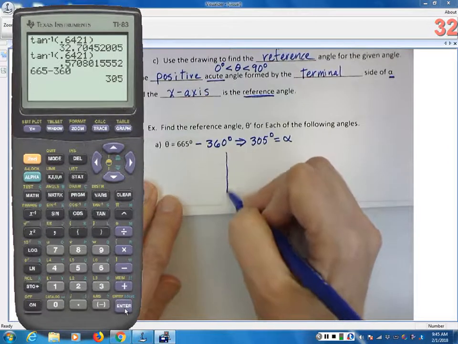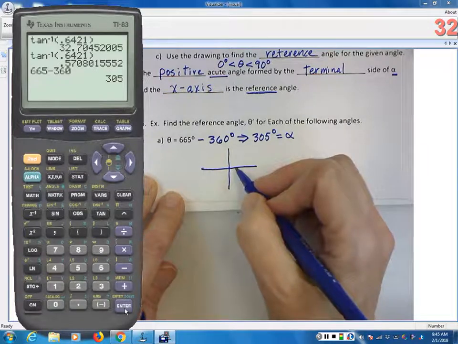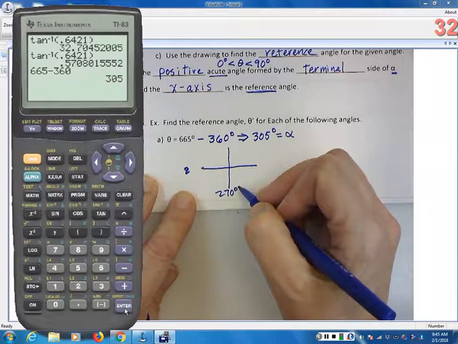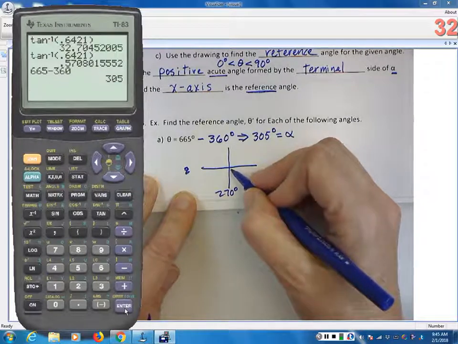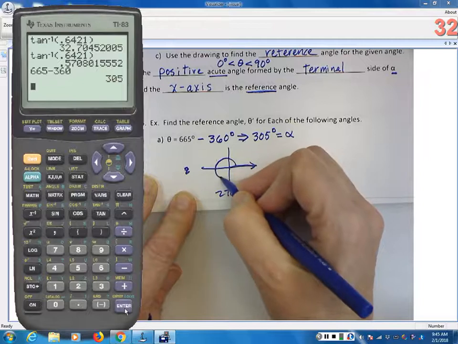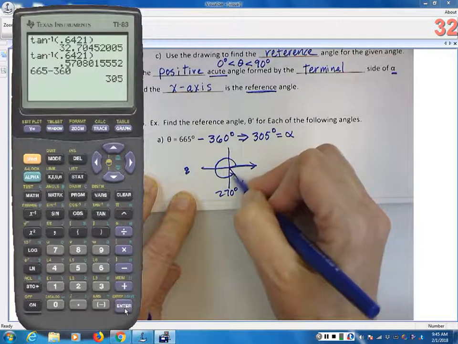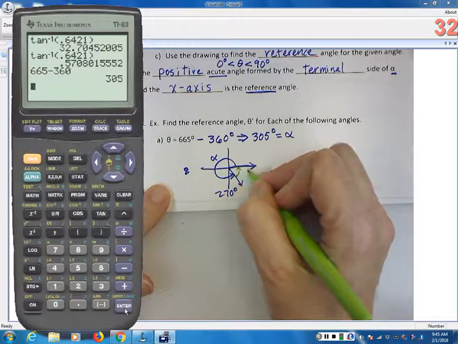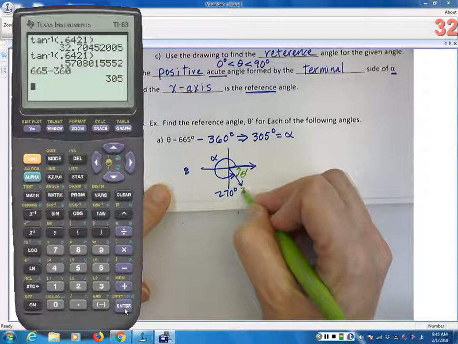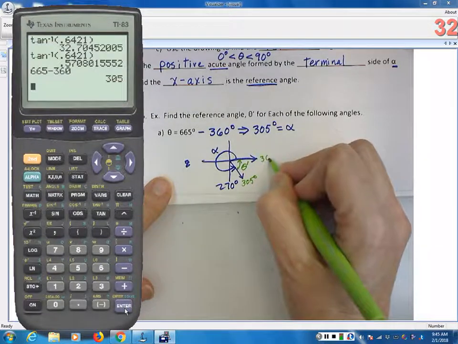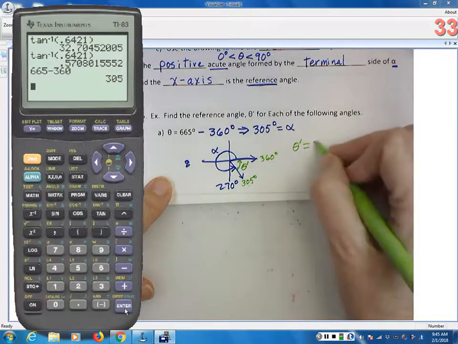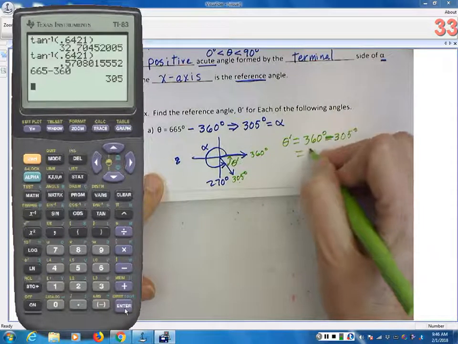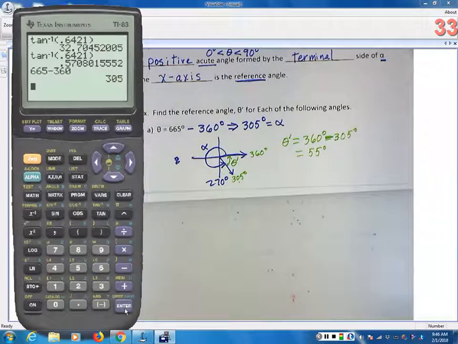Okay, now we go on a circle, and we're going to go to 305. Well, 270's here, so 35 more degrees. It's 305. So here's alpha, somewhere in here. So our theta prime is going to be this. What is that? Well, this is 305, so we take 360 minus 305, which is 55. Okay, and that's called the reference angle.